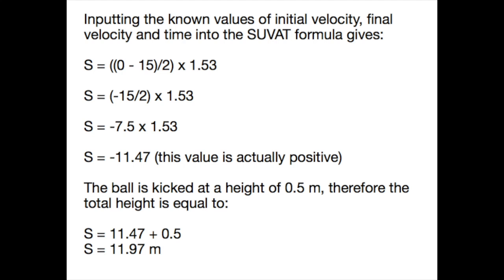The ball is kicked at a height of 0.5 meters, therefore the total height is equal to 11.47 meters plus 0.5 meters. The total displacement from the ground to the maximum height for the flight of the ball is equal to 11.97 meters.